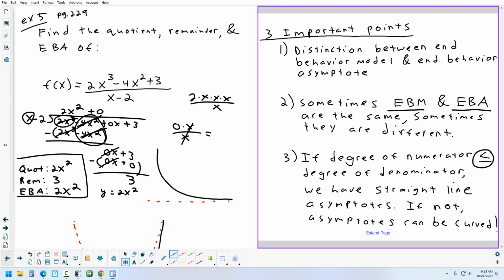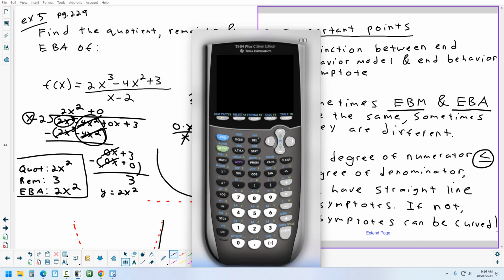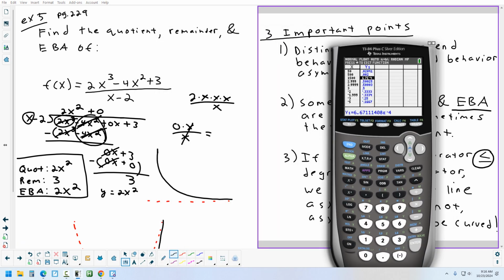In that problem, we think that 2x squared is the EBA. Well, we can check it. Let's type in the original problem. 2x cubed minus 4x squared plus 3. We're going to divide by x minus 2. And now type the EBA in y2. It's 2x, what was it? 2x squared.